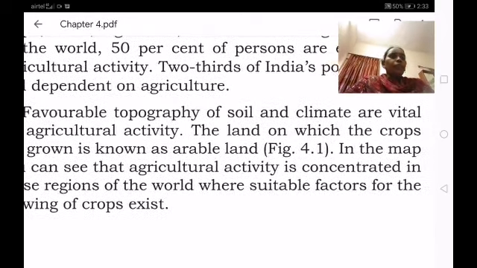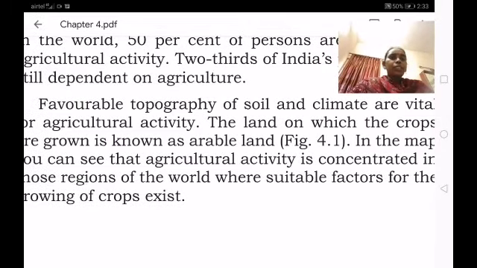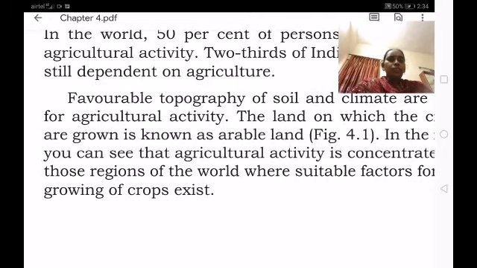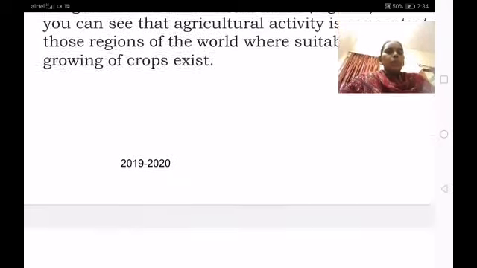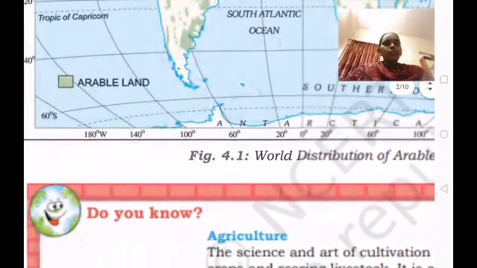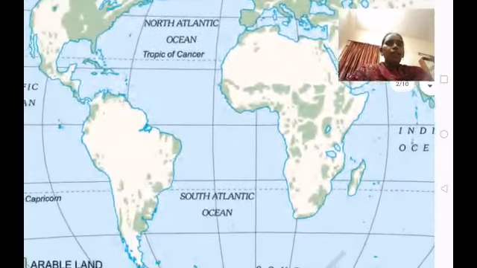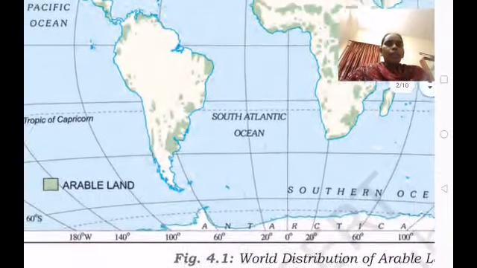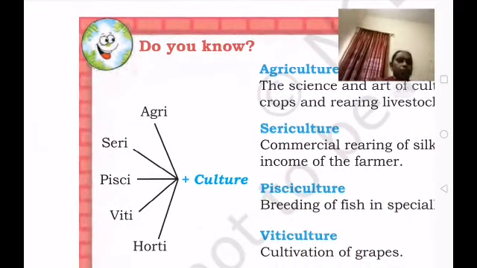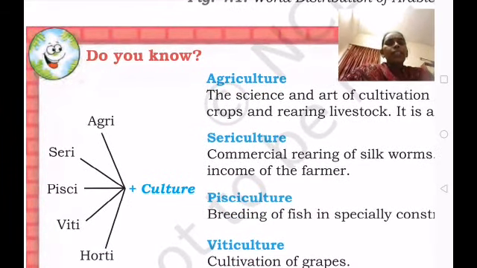In the same way, in map 4.1, you can see that agricultural activity is concentrated in those regions of the world where suitable factors for growing crops exist. If you see the world map 4.1, the green color is called the arable land, and it shows in which parts of the country they were growing crops.